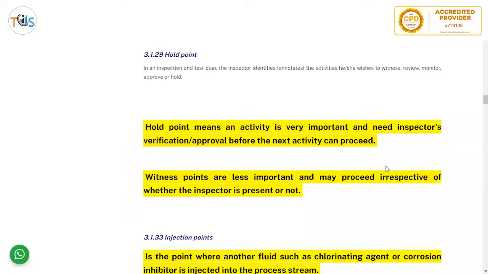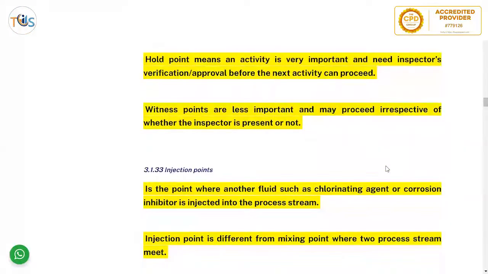Hold point is an inspection and test plan. The inspector identifies or annotates the activities he or she wishes to witness, review, monitor, approve, or hold. Hold point means an activity is very important and needs the inspector's verification and approval before the next activity can proceed. Witness points are less important and may proceed irrespective of whether the inspector is present or not.